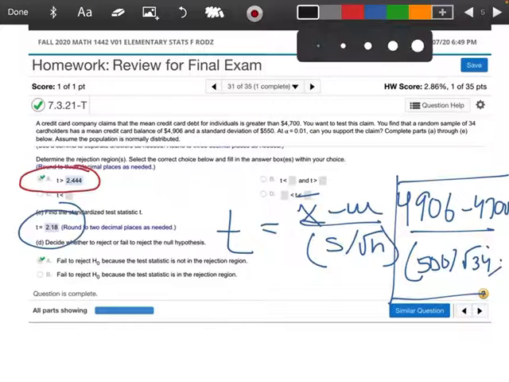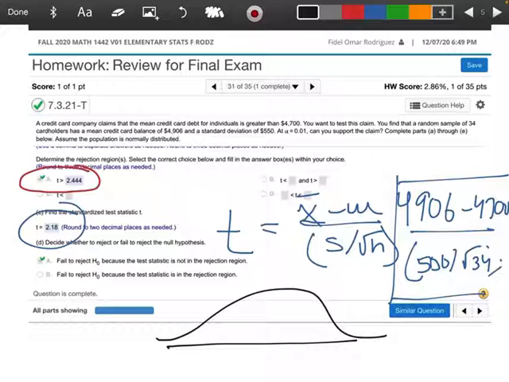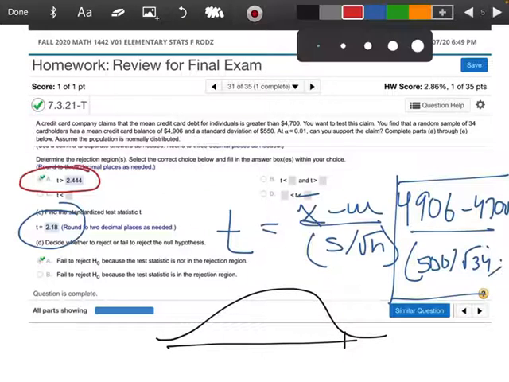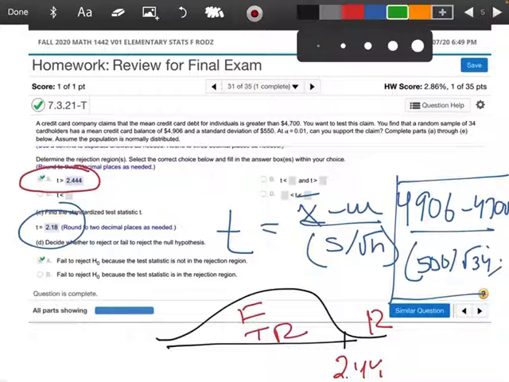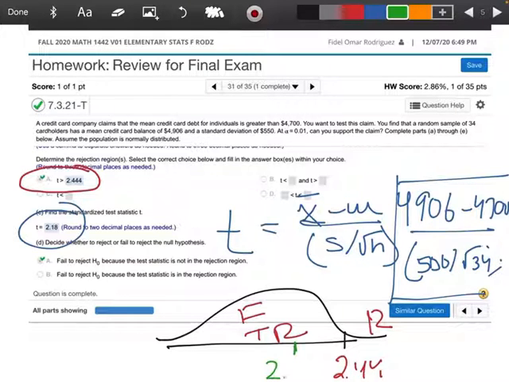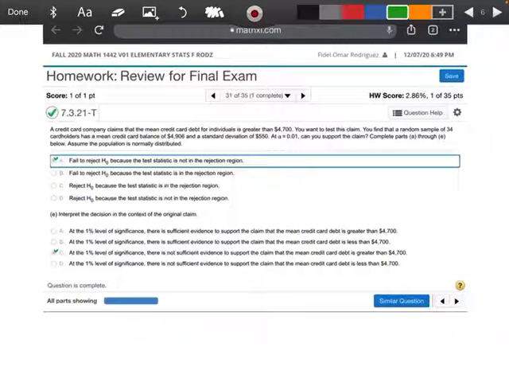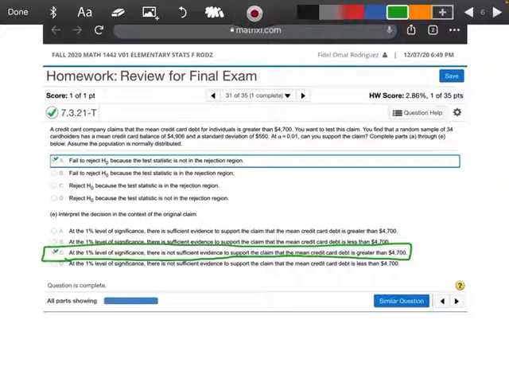Again, if I think about the picture that we drew a little while ago, we had our critical value here at 2.44. This was our rejection region. This was our fail to reject region. And right now we just came up with 2.18. So we're going to fail to reject because we're in that fail to reject region, because the test statistic is not in the rejection region. And so then here we're going to say at 1% level of significance, there is not enough evidence to support the claim that the mean credit card debt is over $4,700.